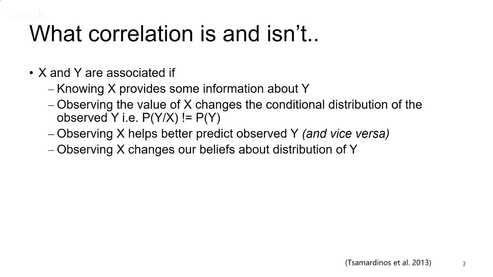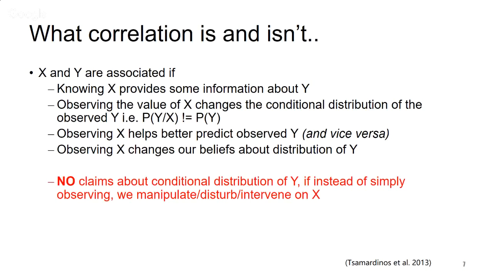And finally, if you're coming from a more Bayesian or probabilistic background, if you observe X, it changes your belief about the distribution of Y. These are all different ways of saying X is associated with Y. Now, what isn't association is if for some reason you manipulate or disturb or intervene in X, and that changes the distribution of Y. That's when you enter into the realm of causation.